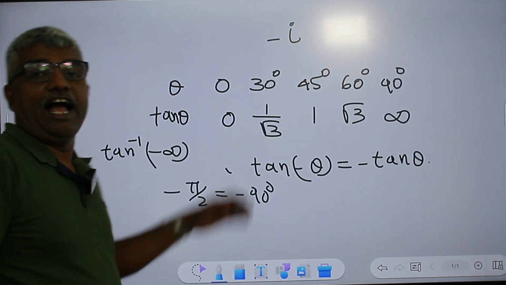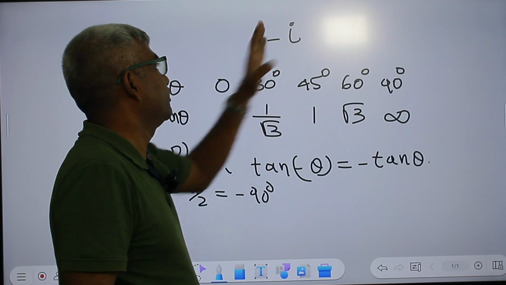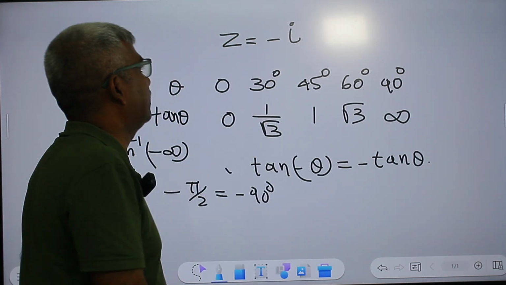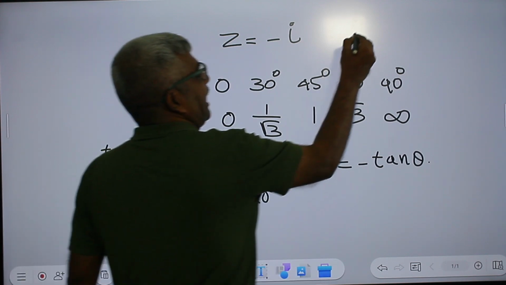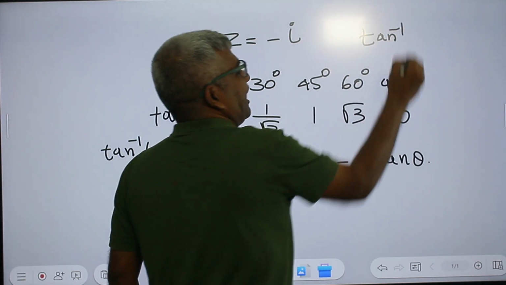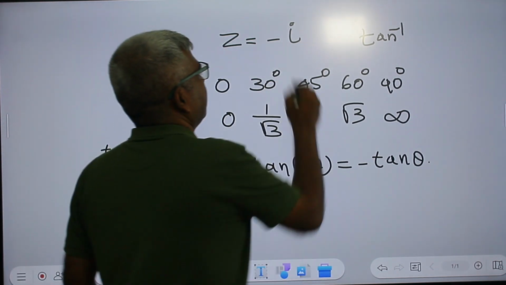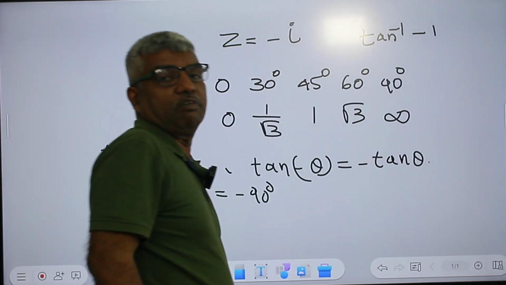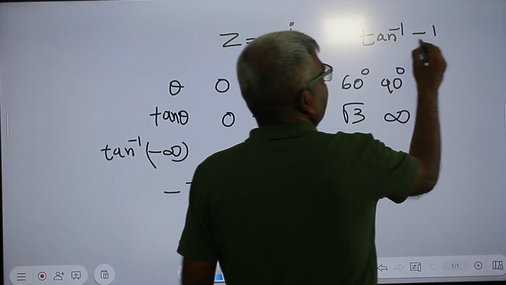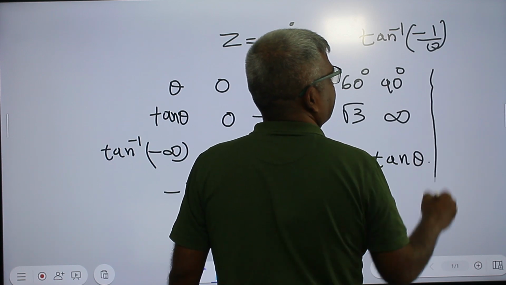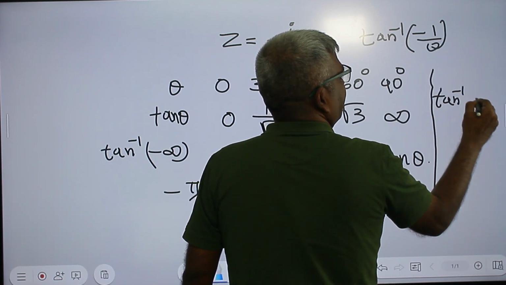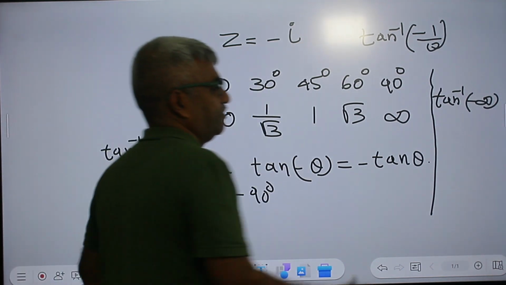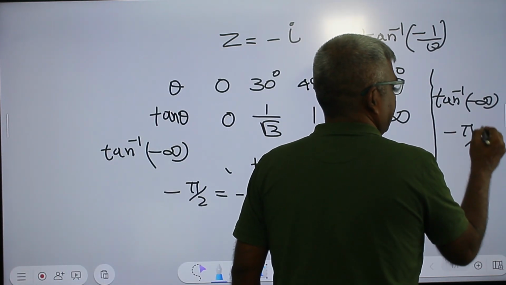0 plus minus i. What is the modulus of z equal to minus i? What is the amplitude of z? Tan inverse of minus 1. Here what is the coefficient? b is minus 1. What is a? a is 0. So tan inverse of minus 1 by 0, tan inverse minus infinity. So it is minus pi by 2 or minus 90.